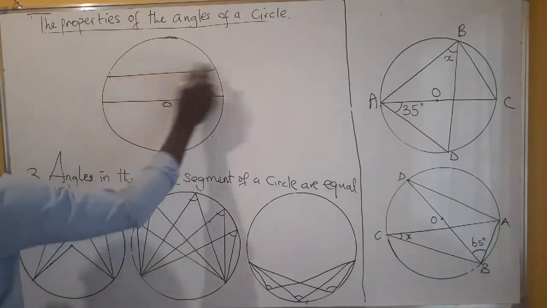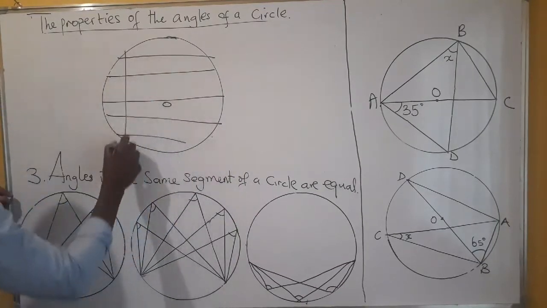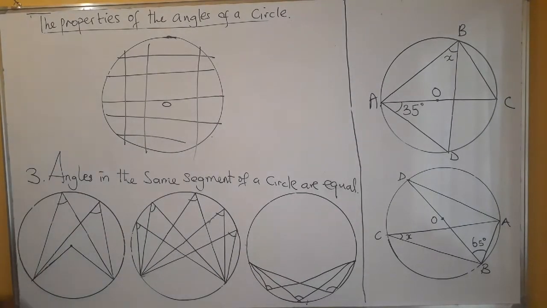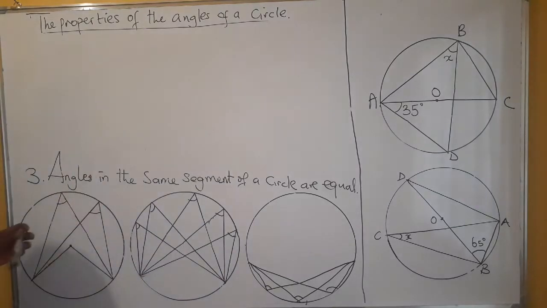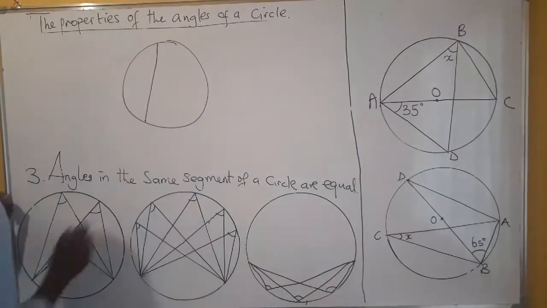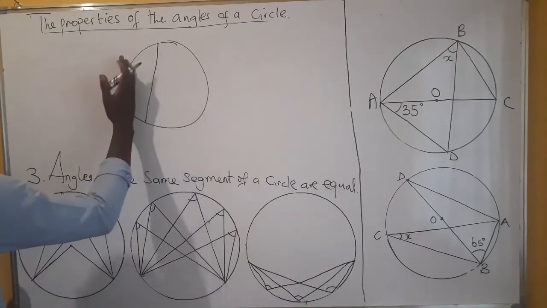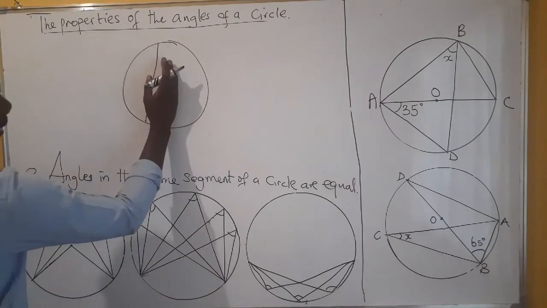This is called a chord. This is a chord. This, even this side. The same way, these are chords here. Okay? So once we have a chord, if we have a circle here and we have drawn a chord here, this chord gives us two segments of a circle. This is a smaller segment or a minor segment and a bigger segment.